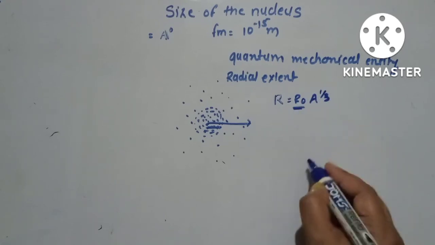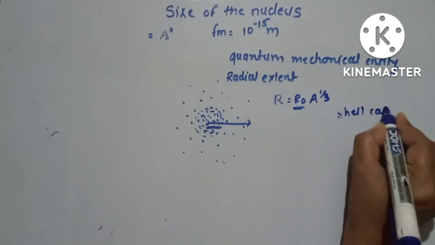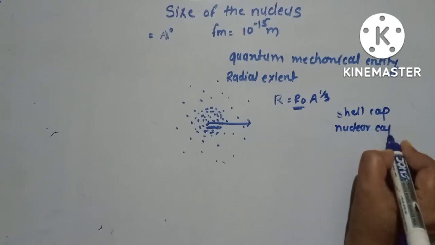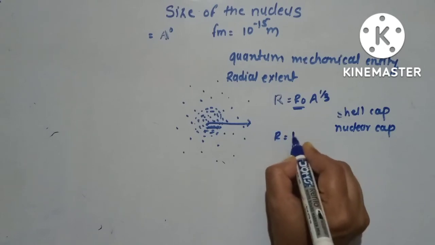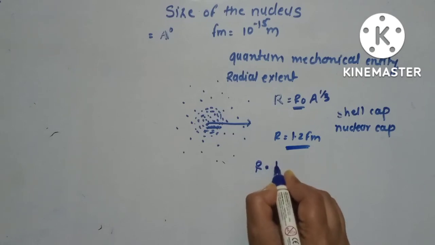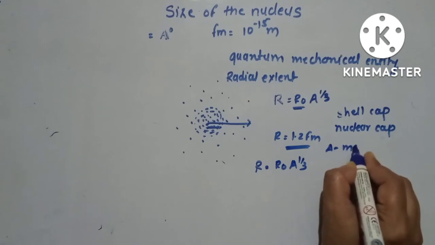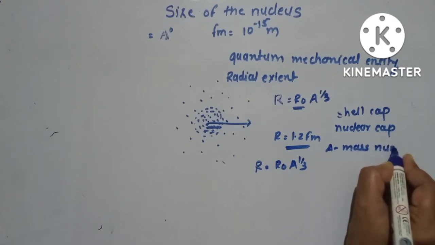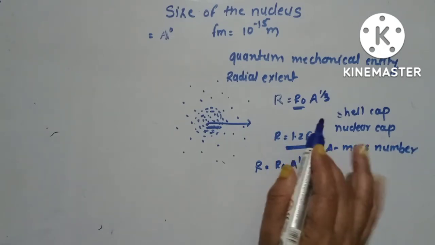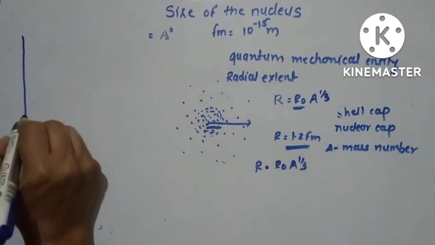This R naught is called the shell cap, or the nuclear cap, and R naught is equal to 1.2 femtometers, which has a fixed value. So R is equal to R naught A raised to 1 by 3, where A is the mass number. By using this formula, you can calculate the radial extent of any nucleus in the periodic table.